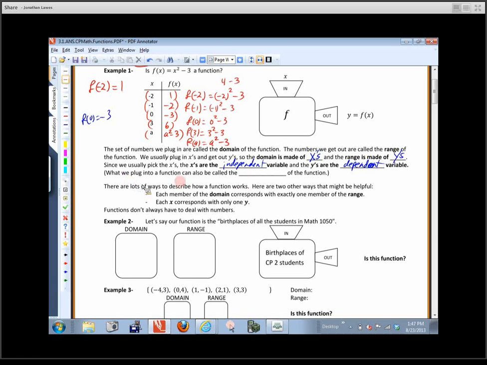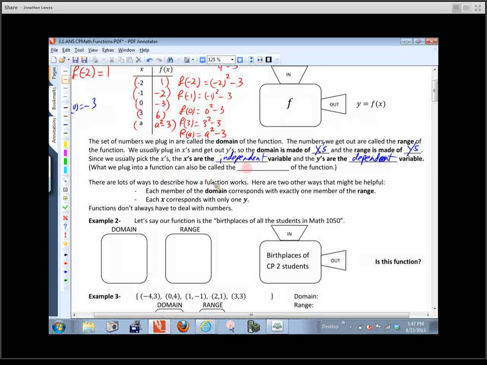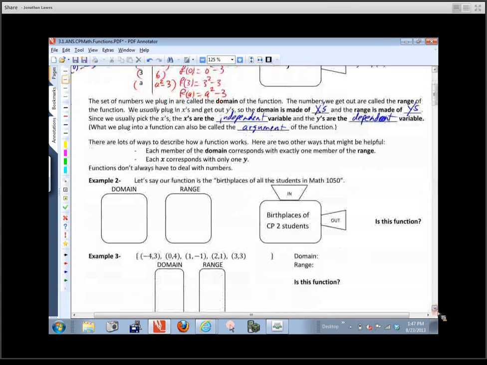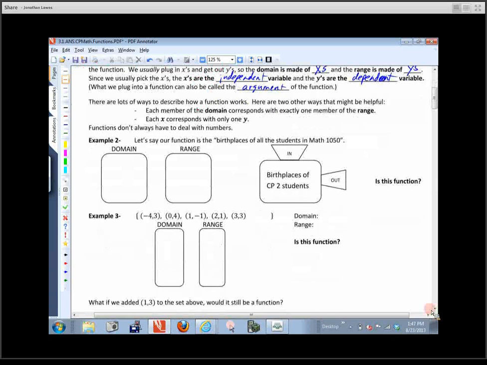And then occasionally you'll hear this word, so just some vocabulary. Whatever we plug in, we sometimes call it the argument of the function. So the argument in this case was a -2. The argument in this case was an a. What we plug in, sometimes we'll call that the argument. Not very often, but if somebody uses that word or you see that in a textbook, you want to make sure you understand it.